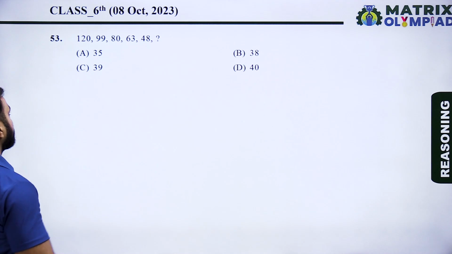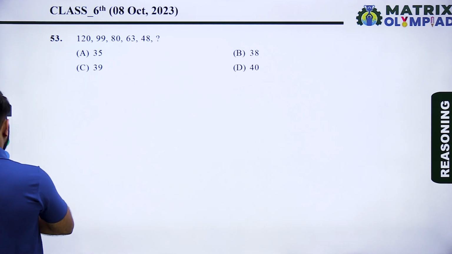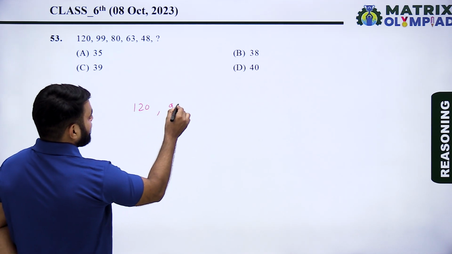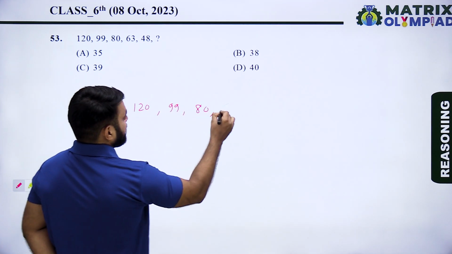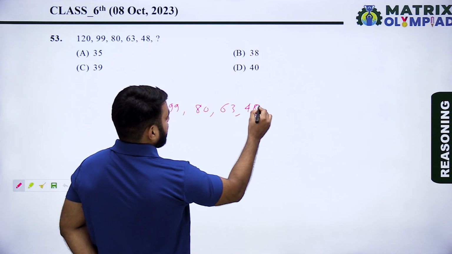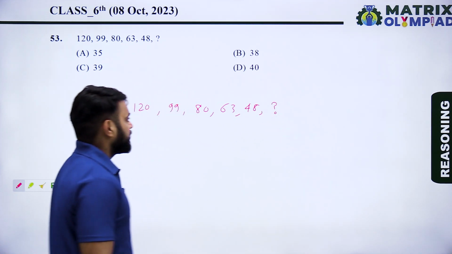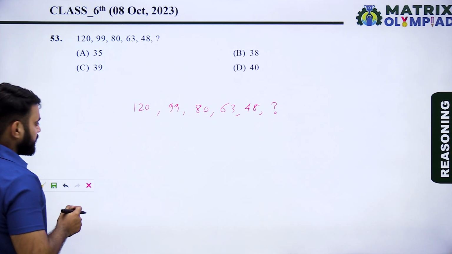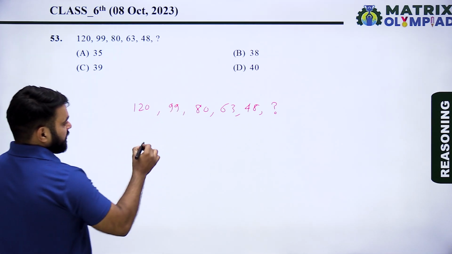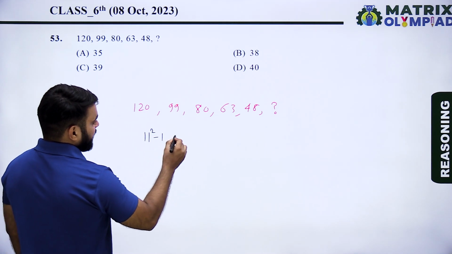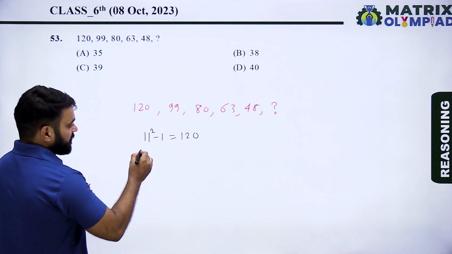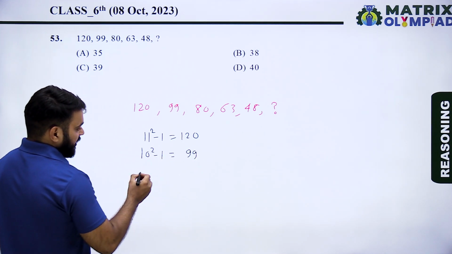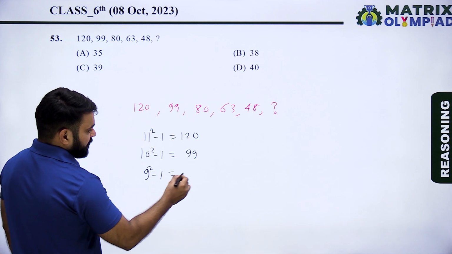Question number 53. 53 series is 120, 99, 80, 63, 48 and find the next missing term. Okay. First find the pattern of this series. So pattern of this series is 11 square minus 1, it means 120. 10 square minus 1, it means 99. 9 square minus 1, it means 80.